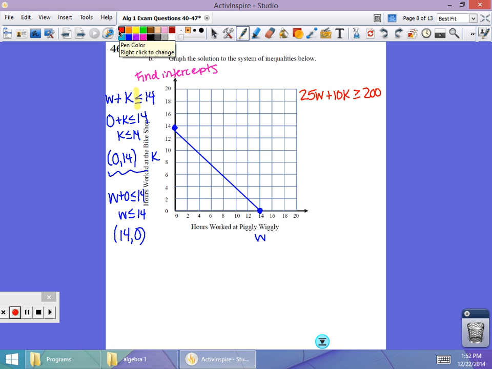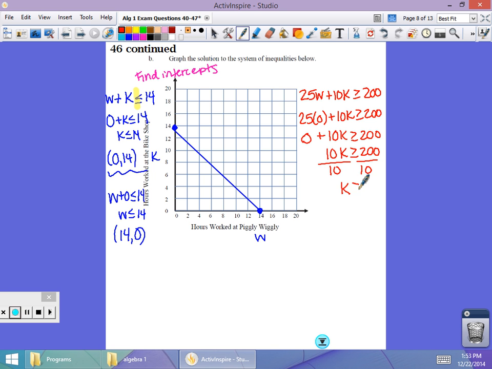Find the intercepts for the second inequality. Plug 0 in for W to find K. 25 times 0 is 0, leaving 10K greater than or equal to 200. Divide by 10. We should get K is greater than or equal to 20. So my first point is 0, 20.